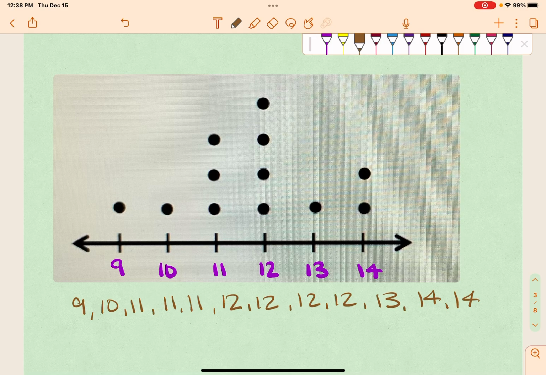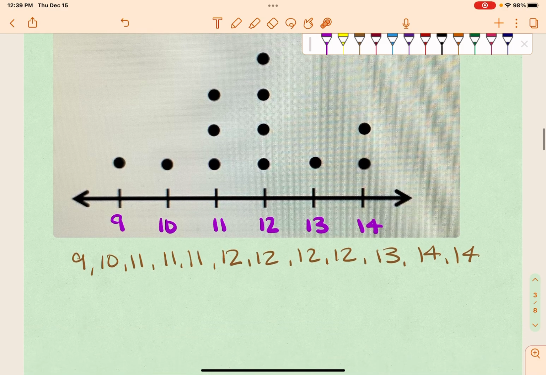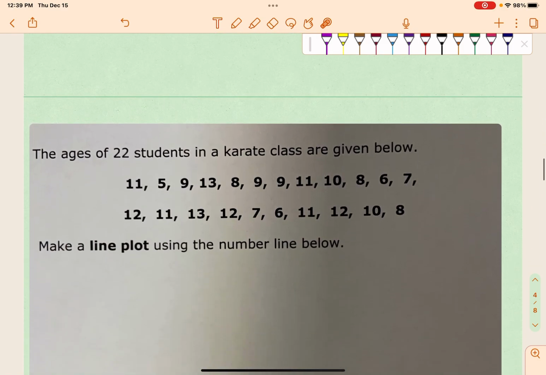The good thing about it as well is it tells you where your big chunk of numbers are. So right now I can see this one is the tallest. That tells me that 12 is going to be the mode because that's the one that happens the most often. I can tell that the smallest number is 9 and that the biggest number is 14. But you can look at how the data is set up and be able to talk about it. So let's see how we actually make it.